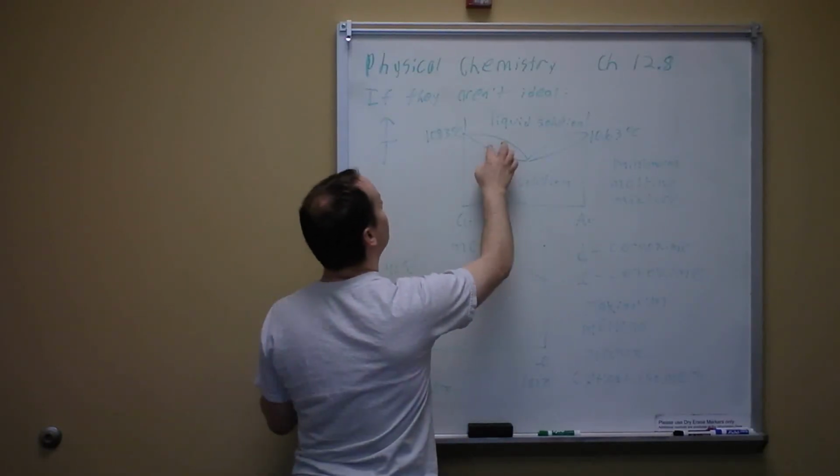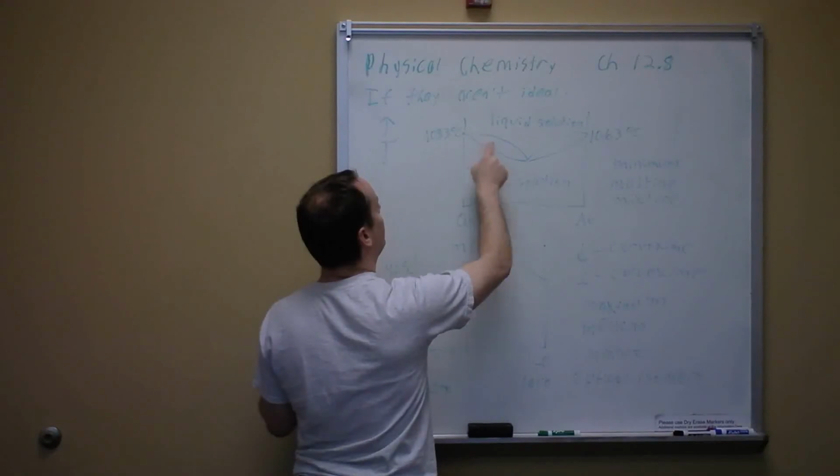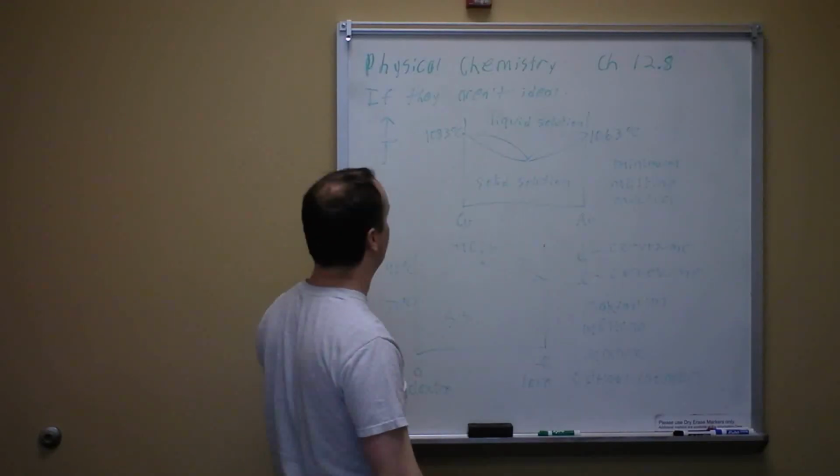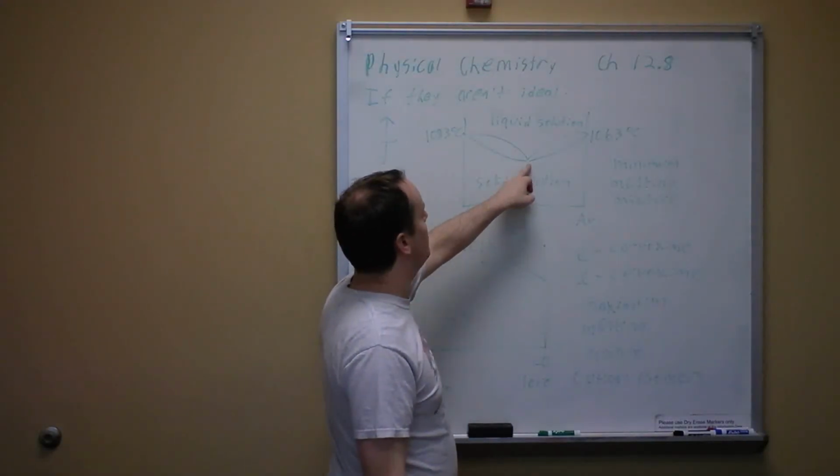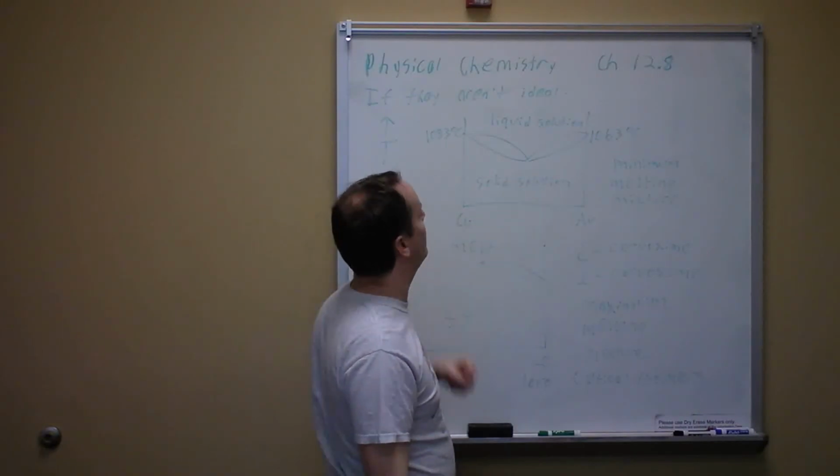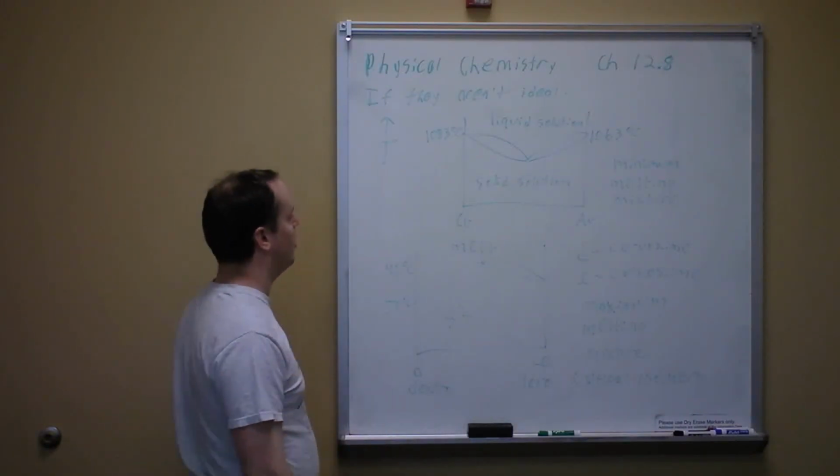And then in between, you still got your tie line. So you'll figure out the mole fraction of your liquid solution, the mole fraction of the solid solution. So you notice here there's a minimum melting temperature. So this is what we call a minimum melting mixture.